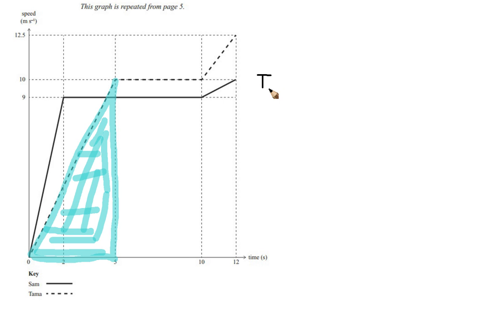So Tamara's distance, Tama, it's not Tamara, it's Tama. Tama's distance he's travelled is going to be, so the area of this triangle, so that's going to be half times base, which is 5 across, in this case 5 across here, times 10.